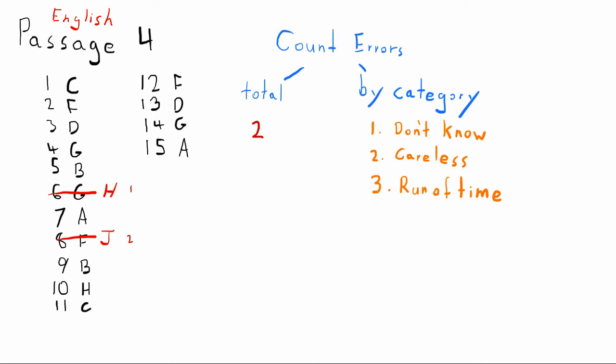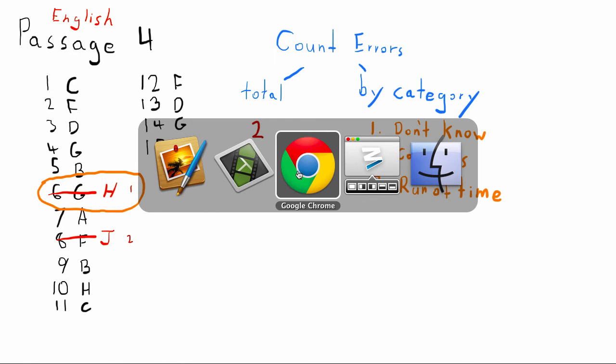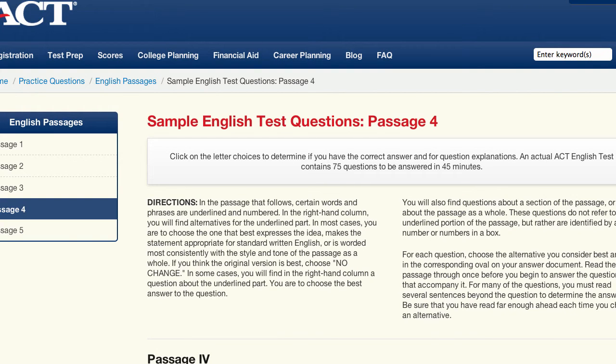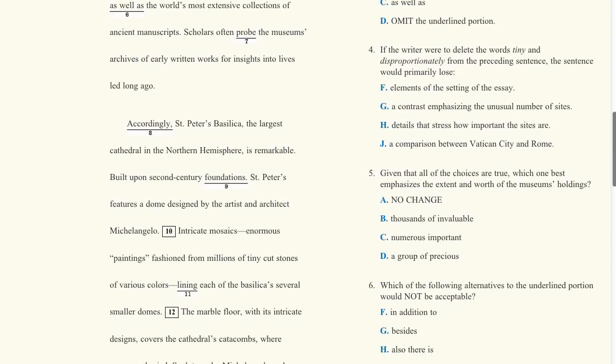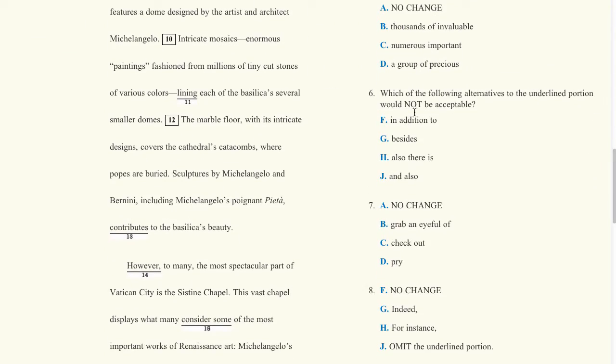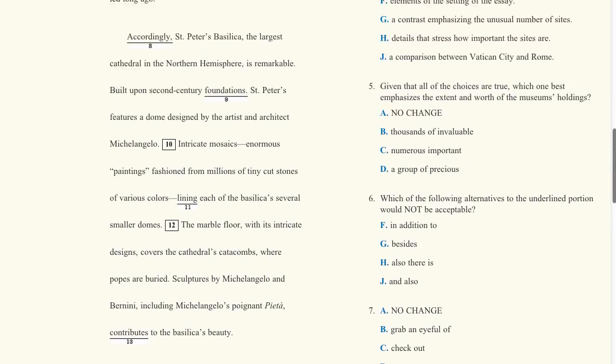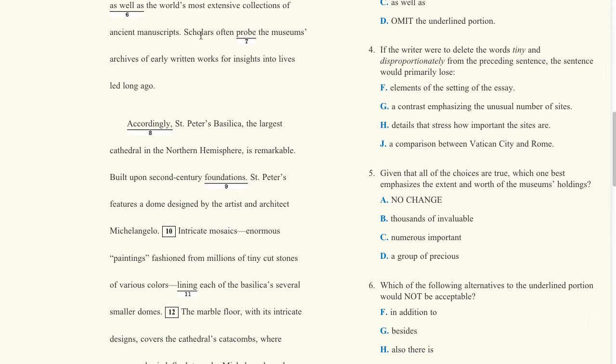Now, to actually know why we missed problem 6, really the only way to do that is to go back to problem 6. So if we look at this answer key that I provided, there's actually links in here. It's kind of useful. So I can go back to page 4, to passage 4 of the English exam. And here I can scroll down and go back to question 6. I can reread it. I can re-look at the passage again, ask why I missed this.